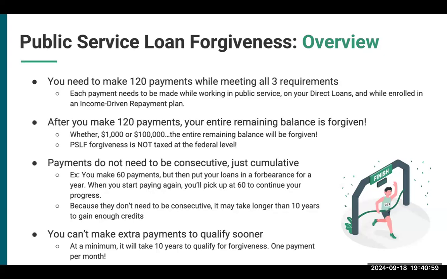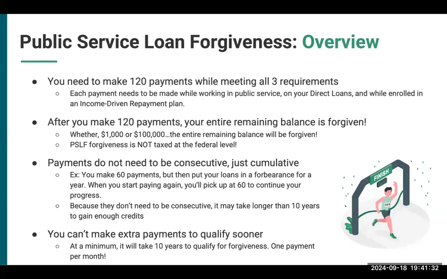They simply pause. And if you were to ever resume your eligibility by working for any qualifying employer, you can resume accumulating those credits. So again, these do not need to be made consecutively. You just need to reach 120 total. However, that being said, you can only receive one qualifying payment credit per one calendar month. Meaning you can't double up on payments in a month and get double the amount of credits, and you can't make a big lump sum payment and get more credits than you normally would.